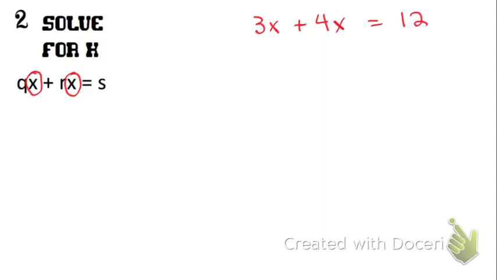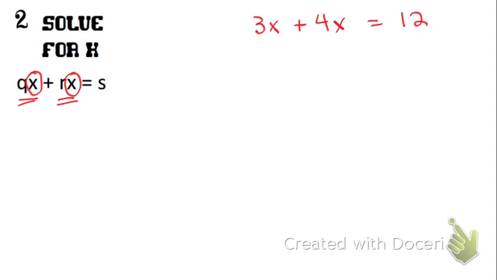So here it wants us to solve for x. Notice if you look at the problem they're asking us about, there's two x's, and I can't combine qx plus rx. So what you have to do is actually factor out the x first. So let's look at an example.